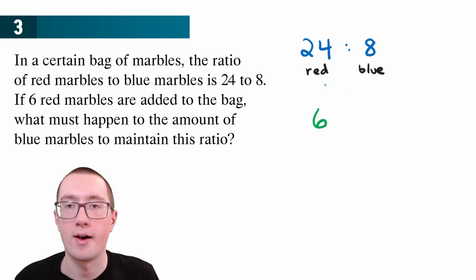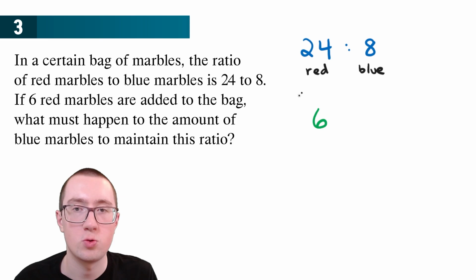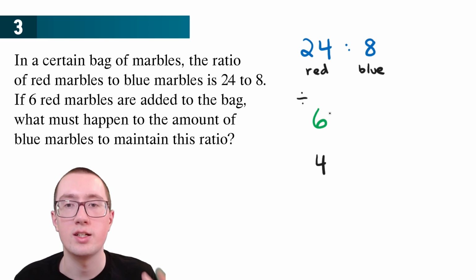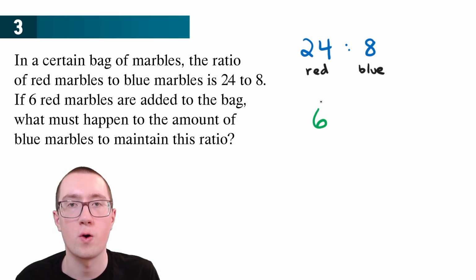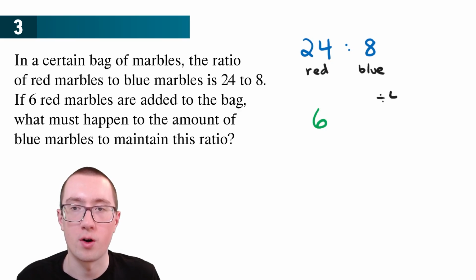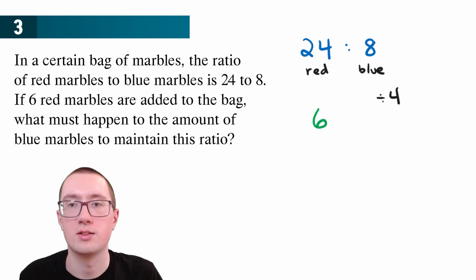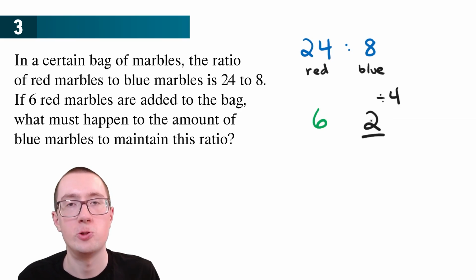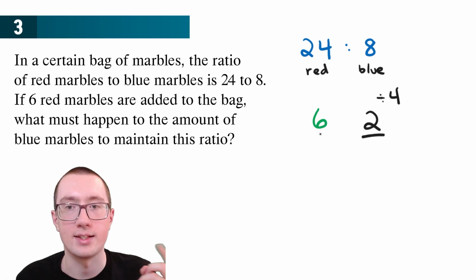Well, the way that I would go about this is I would think about what part of 24 is 6. In other words, we can just divide, right? So if we divide 24 divided by 6, we get 4. So basically 6 is 1/4 of 24. So if we're adding 1/4 of 24 for red, we also need to add 1/4 of 8 for blue. So what is 1/4 of 8? Well, if we divide 8 into fourths, then we'll get 8 divided by 4, which is 2.